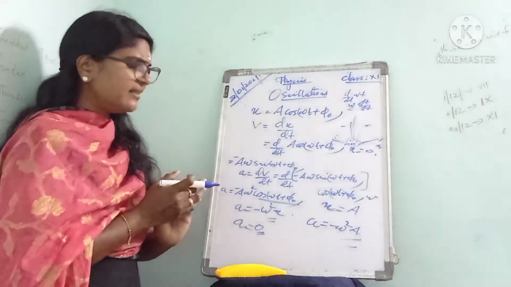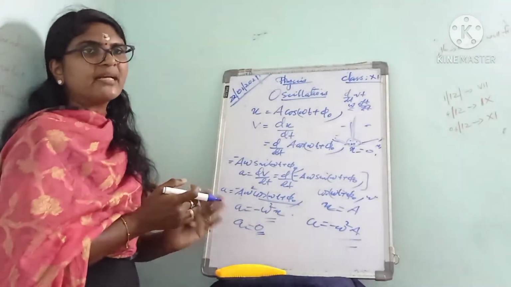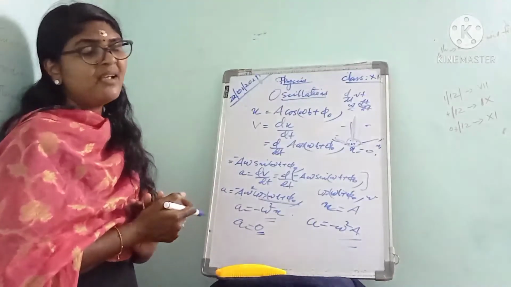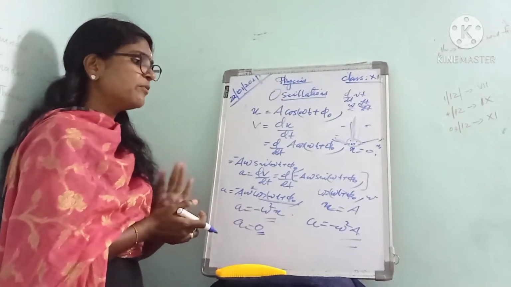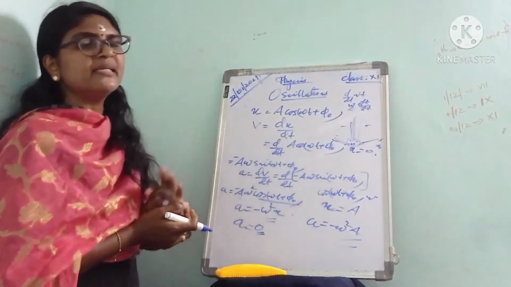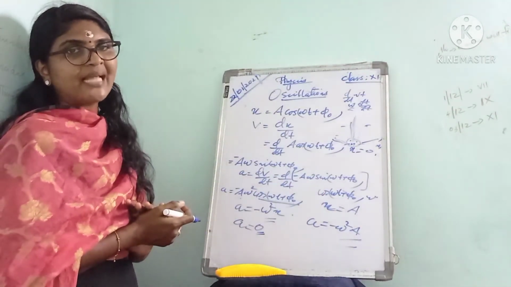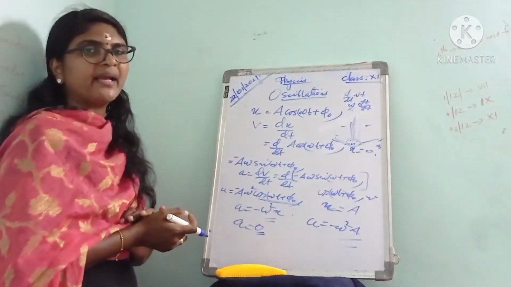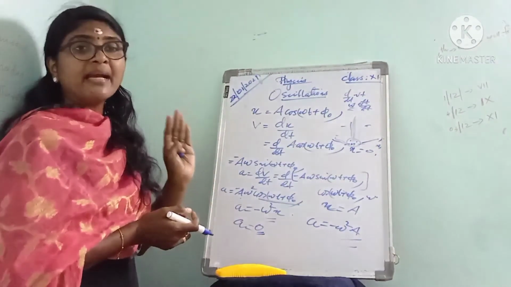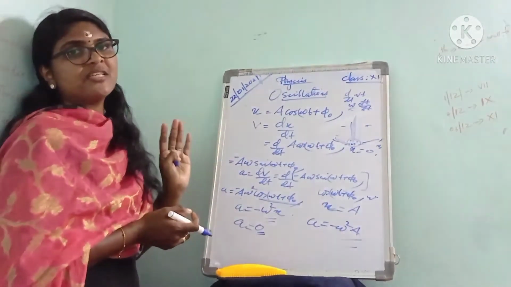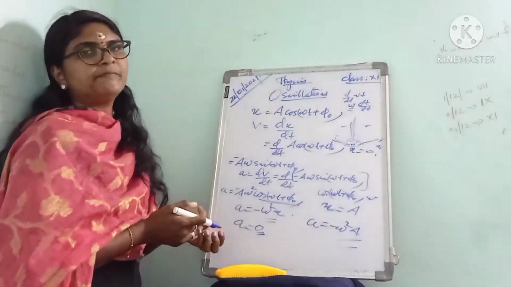At the mean position, the displacement x equal to 0. So the acceleration is 0 at the mean position. Then what about the extreme position? At the extreme position, the displacement is equal to the amplitude. So the acceleration a equal to minus omega square A. That is the maximum acceleration at the extreme position.